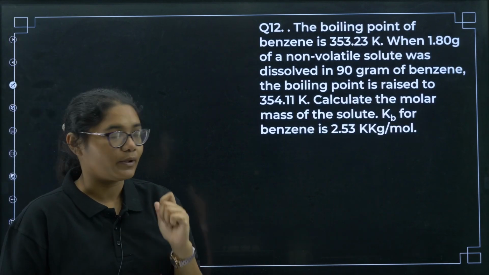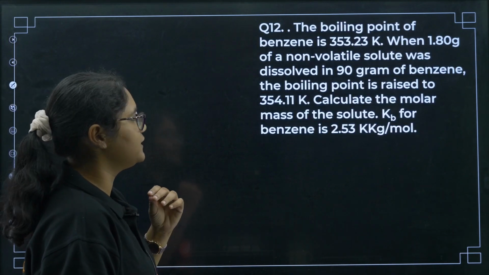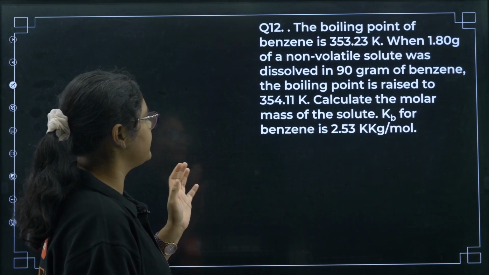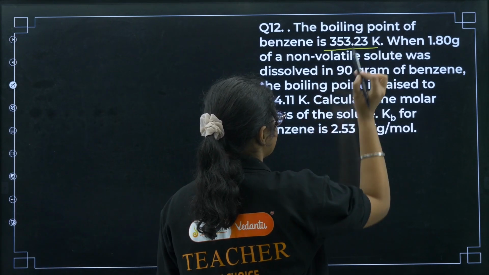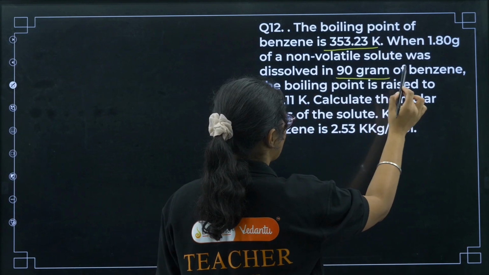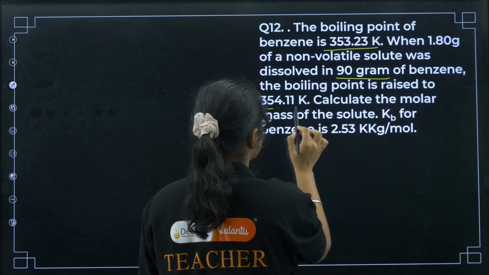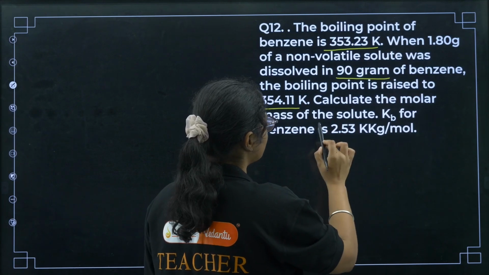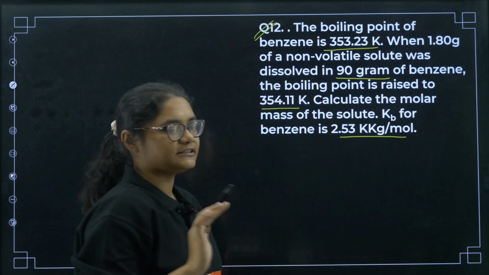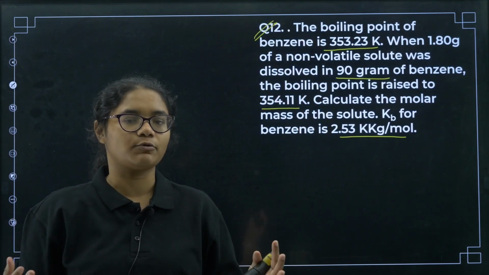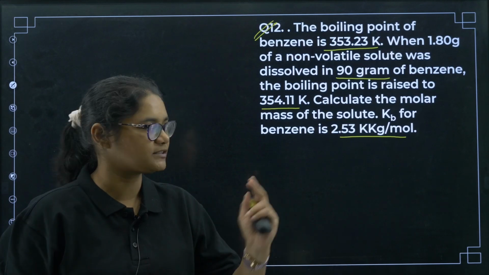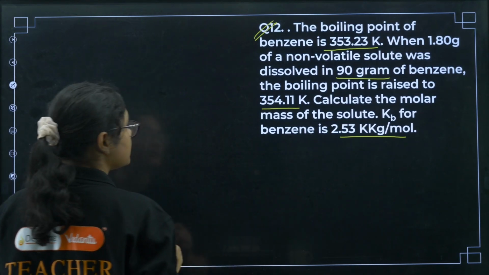Next, question number 12. The boiling point of benzene is 353.23 Kelvin. When 1.8 gram of a non-volatile solute was dissolved in 90 gram of benzene, the boiling point is raised to this much. Calculate the molar mass of the solute. Kb is given to you. This type of question is generally asked in your exam. In colligative properties, most of the time you are asked to calculate the molar mass of the solute. So you should first write the values.